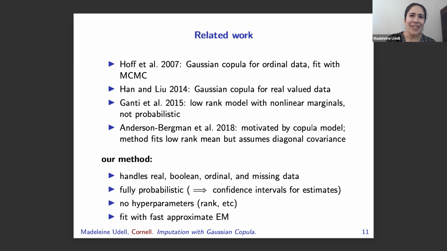It fits a copula model. It's fully probabilistic, so you get confidence intervals for the estimates. It has no hyperparameters except for computational efficiency, so there's no problem with overfitting. And you can fit it with this fast approximate EM method. Okay.